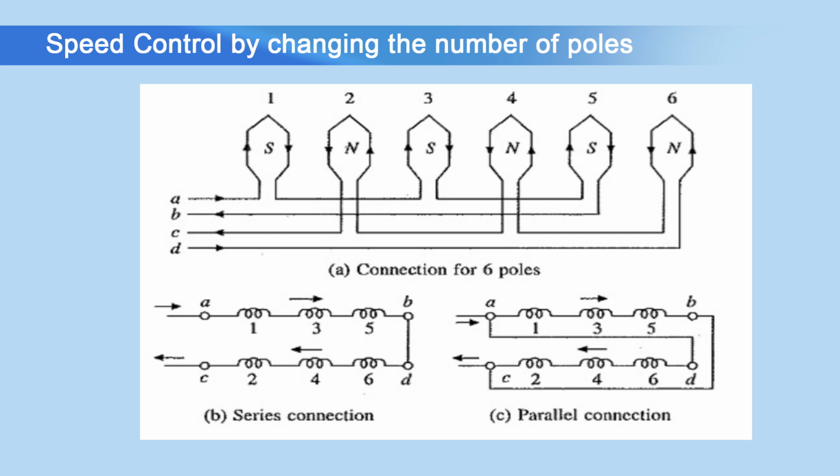Then coil 1 is connected to coil number 3. After third coil, current is entering to coil number 5. So, we can see that 1, 3 and 5, they are connected in series. So, current is entering from A and finally it is leaving from B.